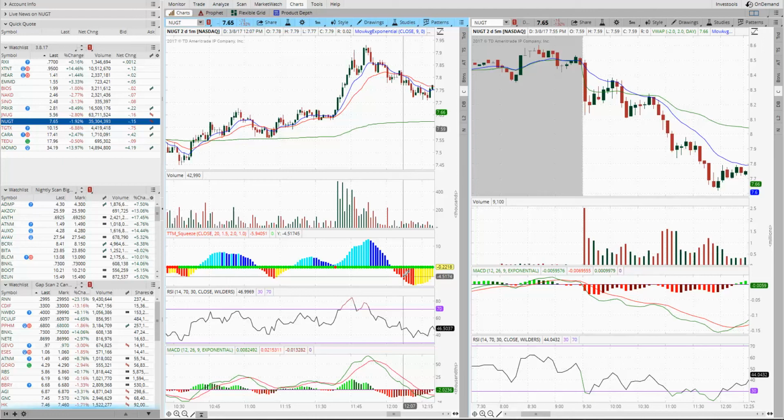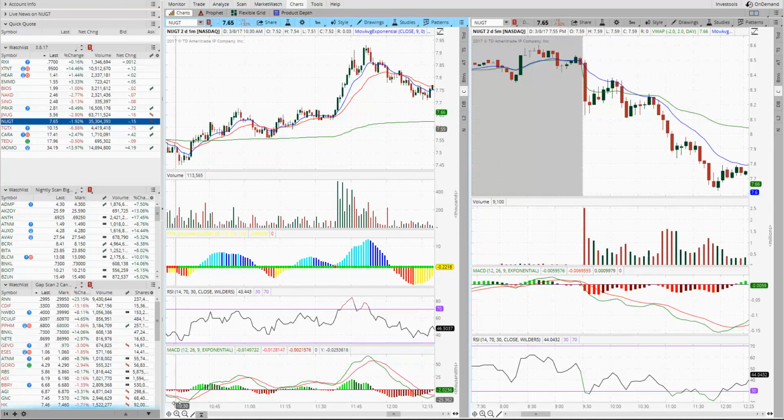So there were a lot of plays, but the one that I was looking at was actually NUGT, and I haven't really talked much about it. But you see this green line here. This is VWAP, a volume weighted average price, and a lot of traders use VWAP as support and resistance for their entries and exits, and it can be an excellent indicator to trade.